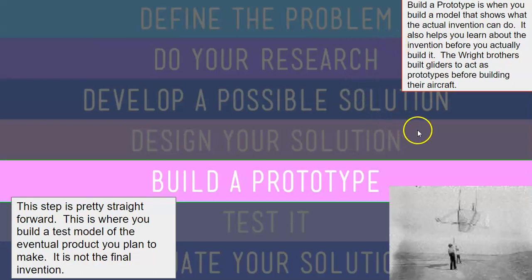The Wright brothers built gliders to act as prototypes before building their aircraft. So gliders for them were just like kites that you would put in the air. So they wouldn't go up in them, but they would be able to observe how they did once airborne.